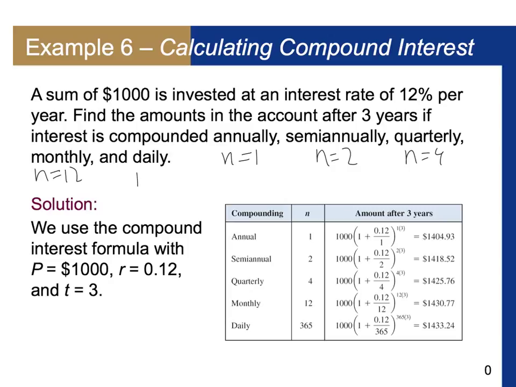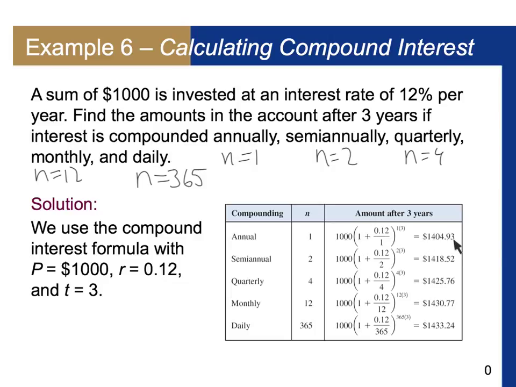And daily would be n equals 365, because there are 365 days in a year. So this would be 365 times per year, every day. So we're changing our n when we do this. We're not going to do this calculation 365 times, we just use a formula. So for annual, remember our r is 0.12, 12% as a decimal. And then here our n is 1, t is 3, and n is 1. So 1 plus 0.12 to the third.